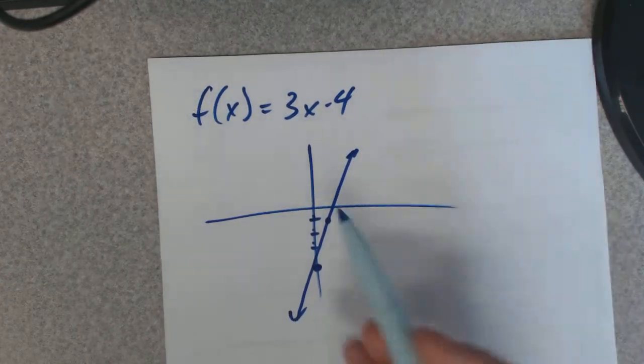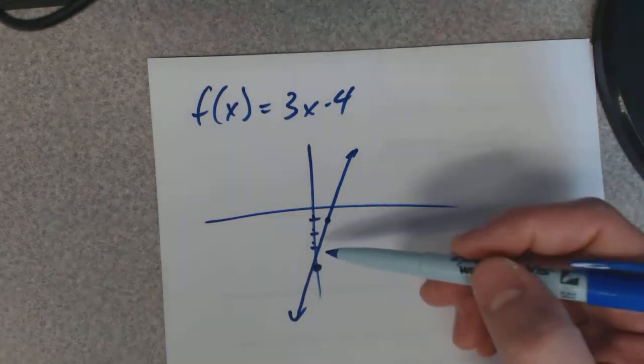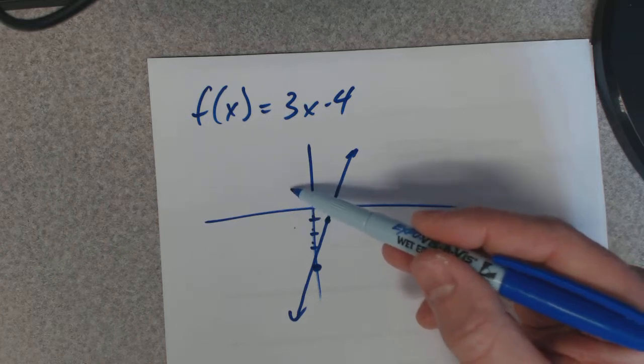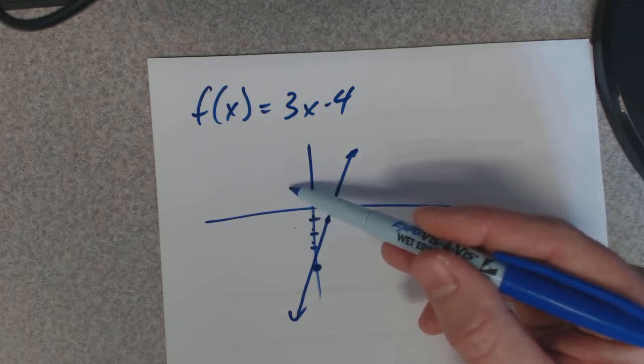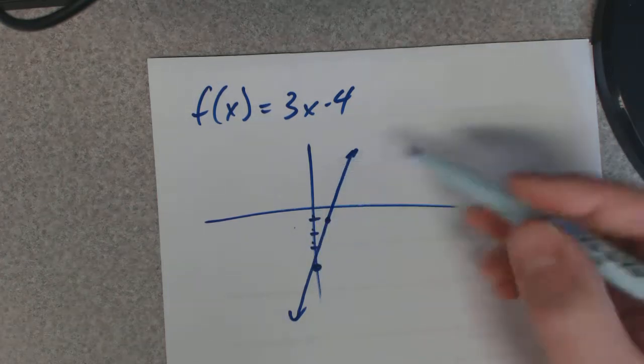Let's think about this. This has no y-axis symmetry. If I took this point and reflected over the y-axis, I wouldn't be back on the graph, so it's not even. To be odd, I have to reflect it over the y and then over the x and be back on the graph, which is not the case. It also has to go through the origin to be odd. So this is neither.